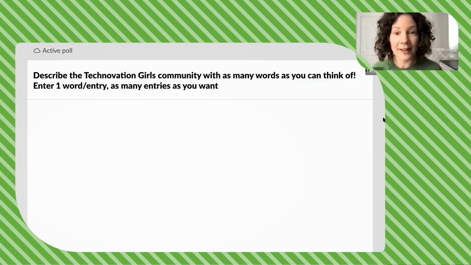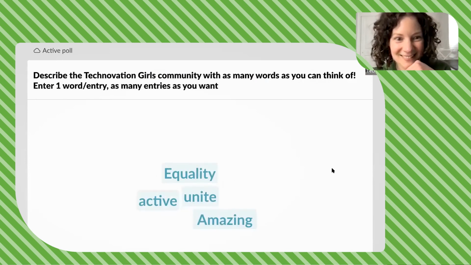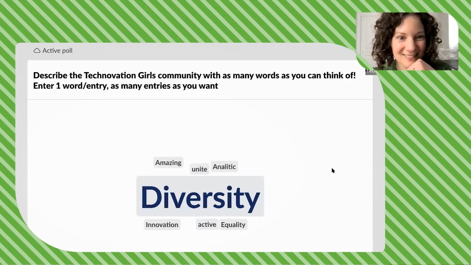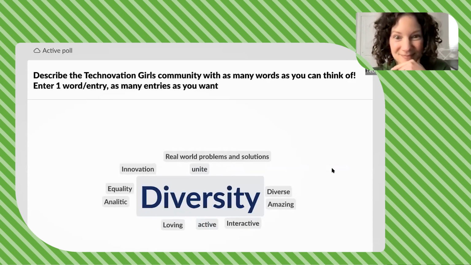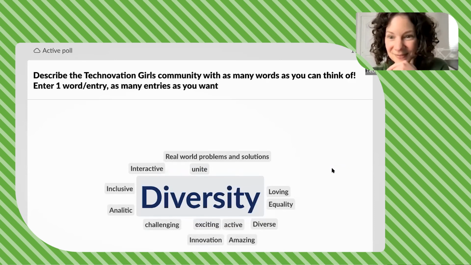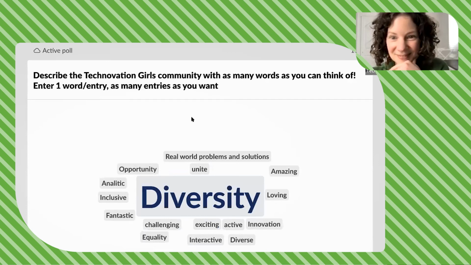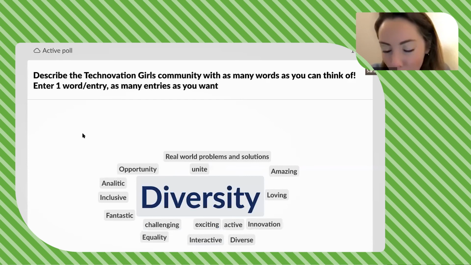So I'm going to go there right now. Some amazing words coming up there. Equality, diversity. And what's happening is the more often words are being typed in, the bigger they get as well. So we can see that diversity is a big hit amongst all of you at the minute. And it really is amazing that it brings everybody from loads of different backgrounds together to solve the world's problems.